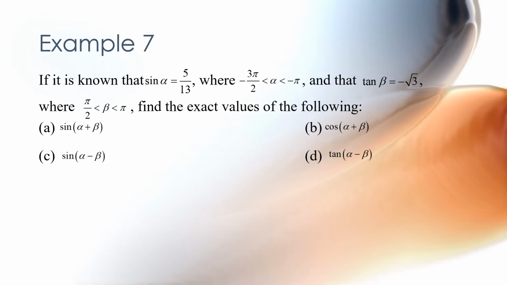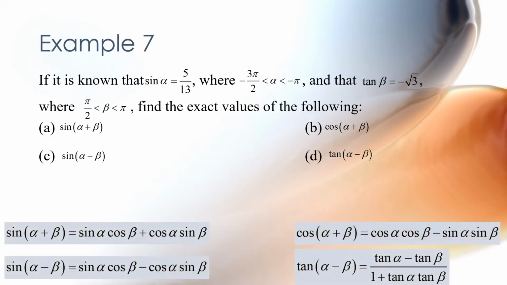Part B says to find the cosine of alpha plus beta. And Part C says to find the sine of alpha minus beta. And Part D says to find the tangent of alpha minus beta. Now we've already looked at examples of A, B, and C. It's really Part D that's the new concept with the tangent, but we might as well go ahead and do another example of A, B, and C.